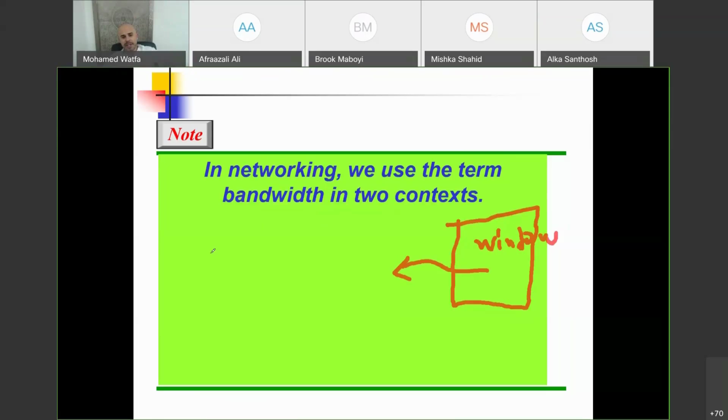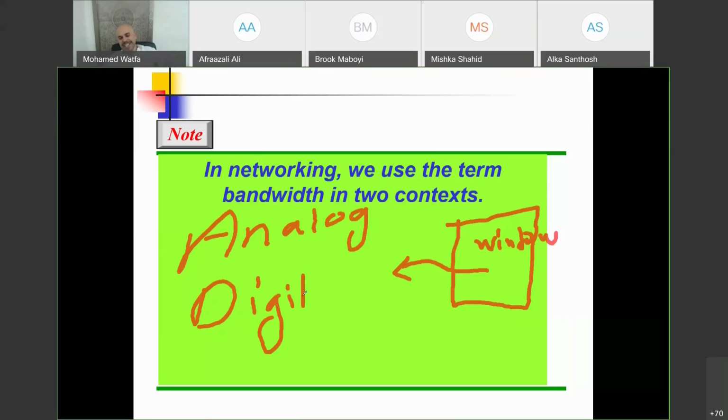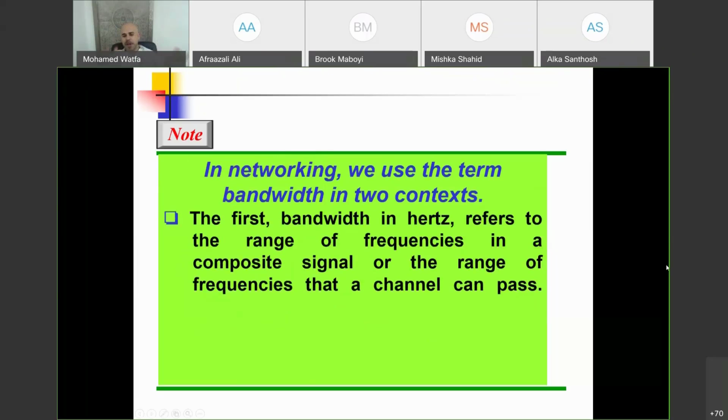Again, it could be analog or digital. We'll talk about analog and digital more later on, of course. But typically, when I say digital, I'm saying bits. When I'm looking at analog, I'm saying signals. Therefore, it's all about the units. So when I say analog bandwidth, I'm talking about hertz. When I say digital bandwidth, I'm talking about bits per second. Hertz versus bits per second. So yes, it could be hertz, basically how much I'm allowed to send, which is the range of frequencies in a signal that can pass.